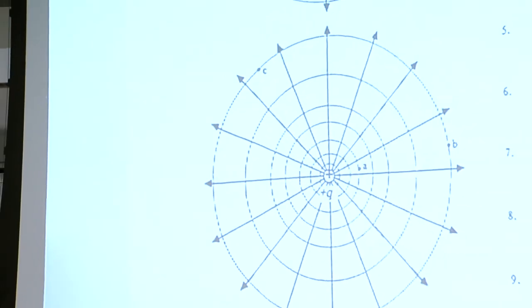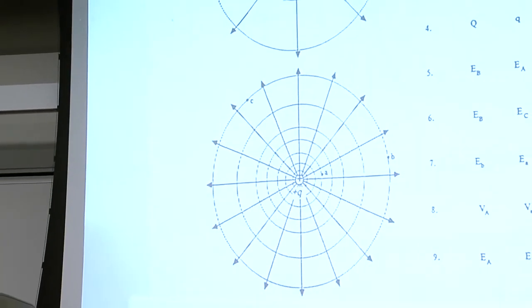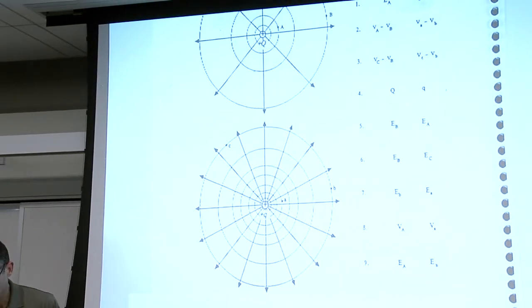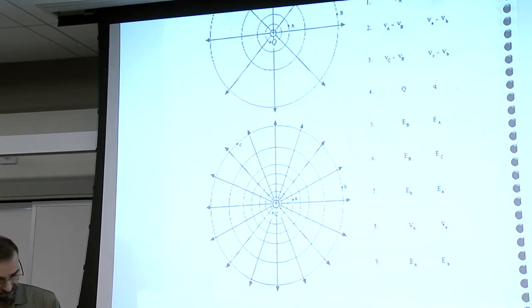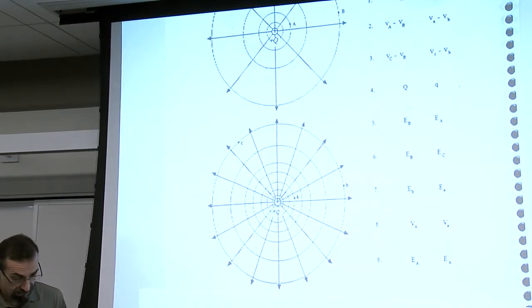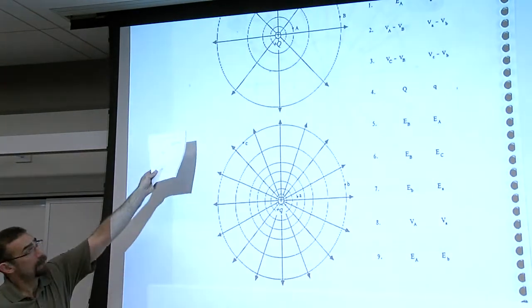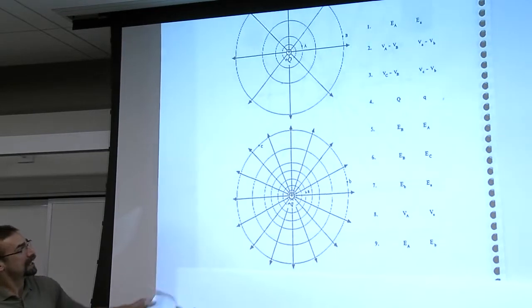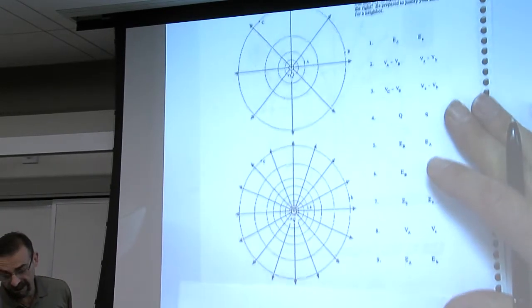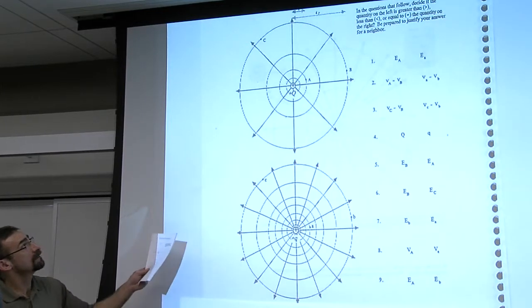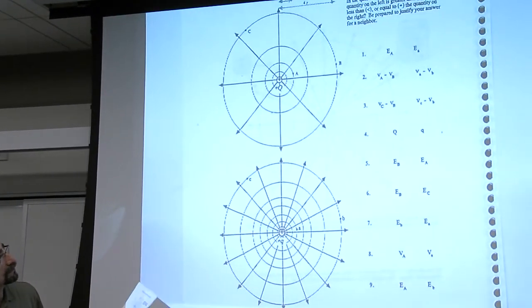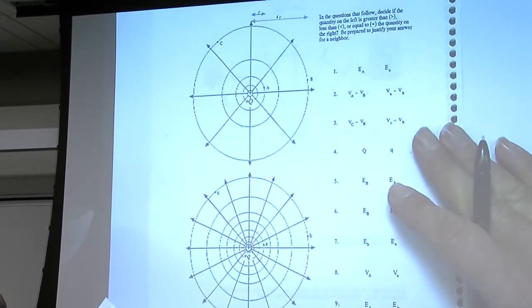Okay. Let's turn it over, and let's take a look at these different cases here. So the first thing we want to look at, they've got these two situations. Up on top, capital Q. Down below, lowercase q. And they've sketched in some field lines for us. And they're asking us a bunch of questions about these different locations around the field lines.